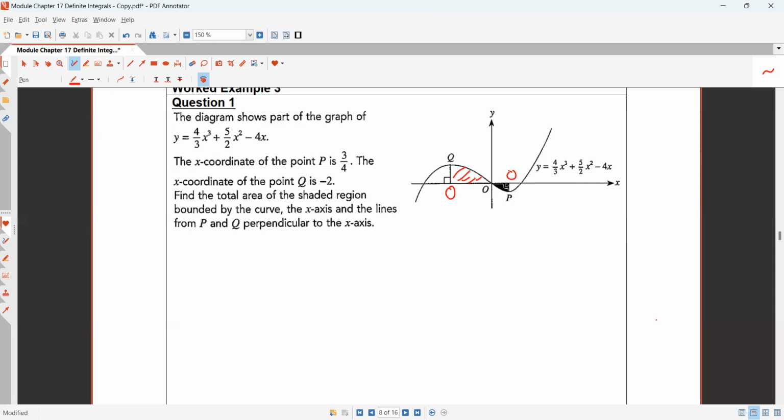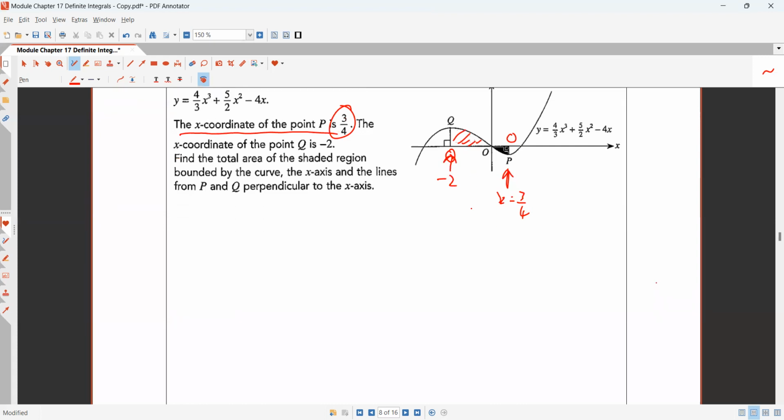So the first question is, the x coordinate of P is 3/4. So P, here the x is 3/4. And the x coordinate of Q is -2. So here is -2. Now let's look at the first part first. I want to do A first. A and B. So this is B. Let's do A, the area of region A.